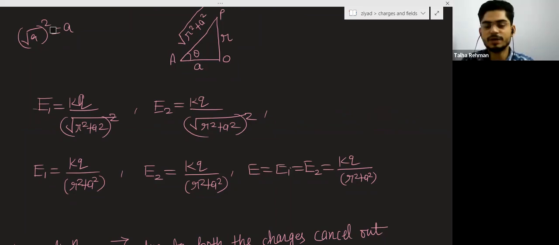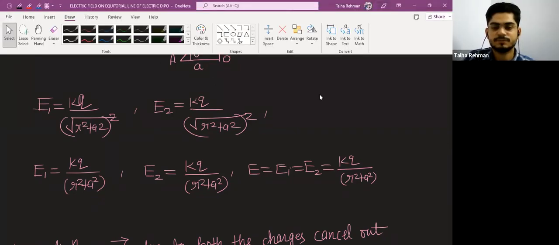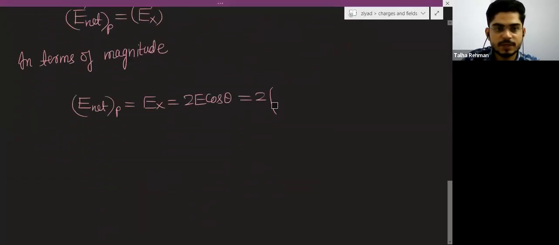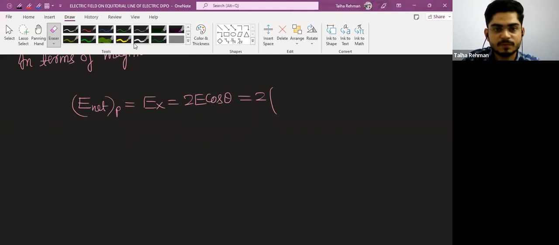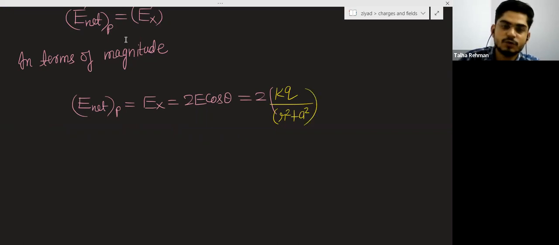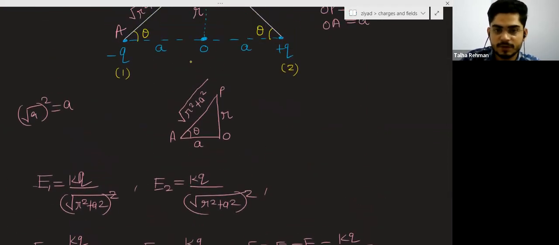When you are driving something, try to make things as easy as possible. So the value of E is KQ divided by 2E. Now I am putting the value of E, KQ divided by r square plus a square. Now we will find the value of cos theta.